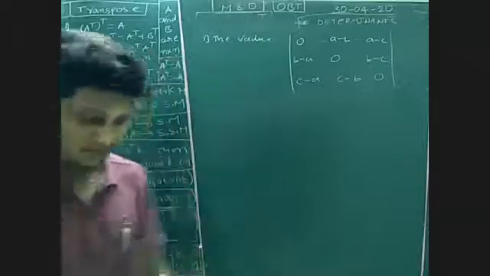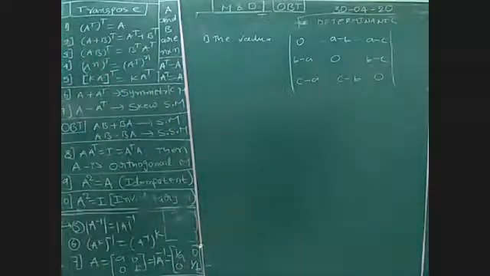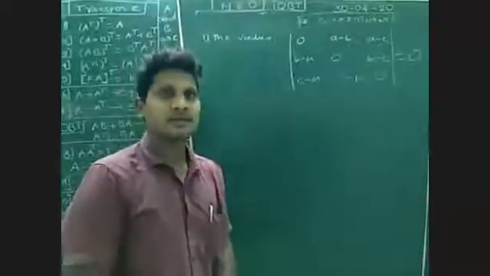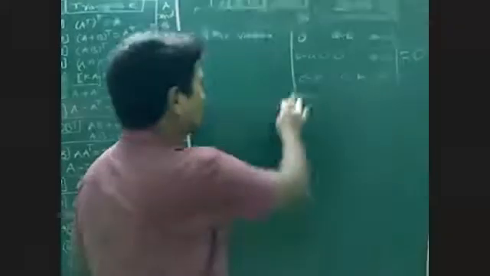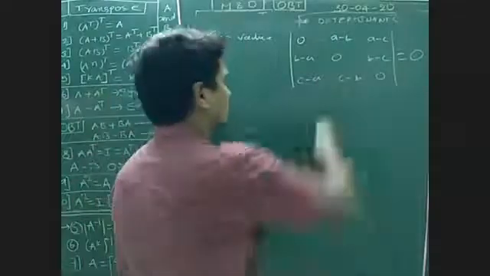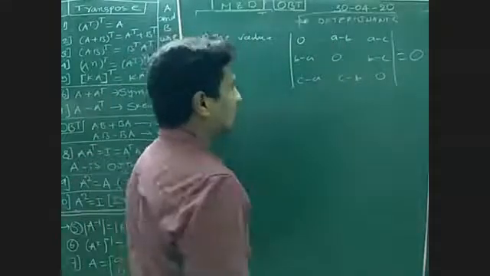I said that one important property. Can anyone say the answer? Sir, 0. Why 0? Sir, the determinant of a skew symmetric matrix is 0. Exactly. Determinant of a skew symmetric matrix, I said, is always 0. Yesterday already we checked it, right? So it is clearly a skew symmetric matrix.